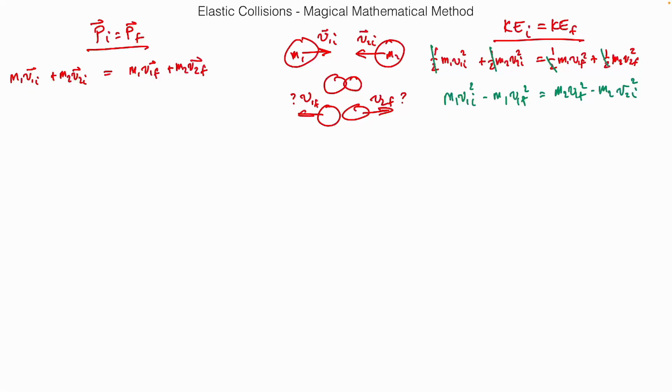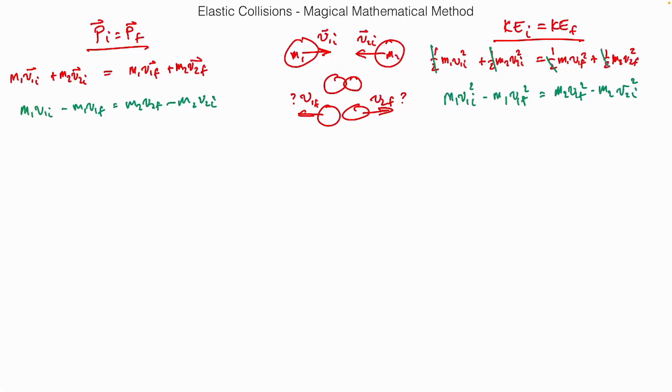I'm going to do the same thing over here on the left-hand side of the screen. We're going to get all the M1s together. I'm going to go ahead and drop vector signs for now. It'll be okay. It'll be all right in the end. I'll show you. Minus M1 V1 final equals M2 V2 final minus M2 V2 initial. Okay, it's the same step. I'm just getting all the M1s on one side, all the M2s on the other.